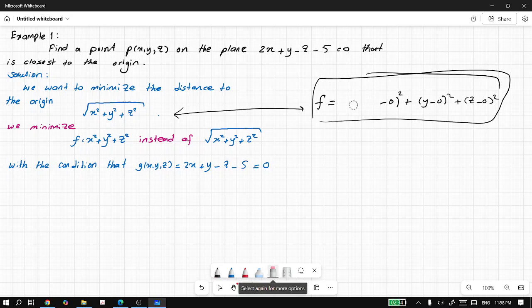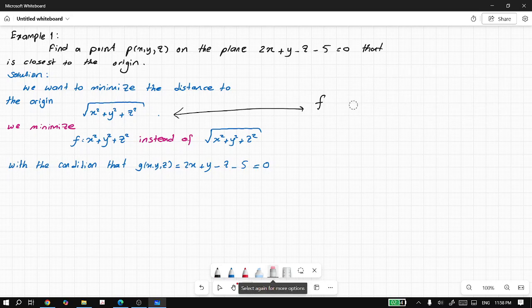Instead of minimizing this function, since it has got a square root in it, sometimes it's making the problem harder for us. Instead of minimizing that one, we are simply minimizing this distance function. Why? Because minimizing this distance function f is the same thing as minimizing x squared plus y squared plus z squared under the square root.